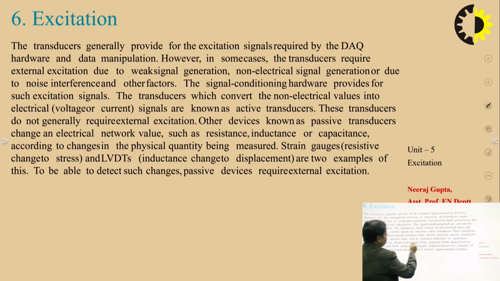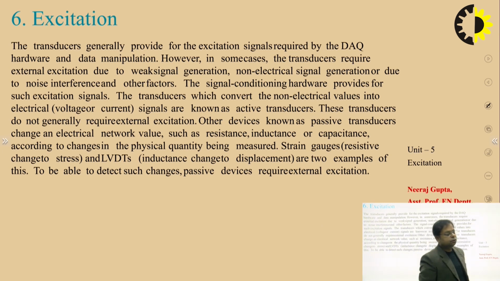Passive transducers require a change in electrical network value, such as resistance, inductance, or capacitance, according to changes in the physical quantity. Examples of passive transducers are strain gauges, which are resistive, where resistance changes with stress, and LVDTs, where inductance changes with displacement. To detect such changes, passive transducers require external excitation.